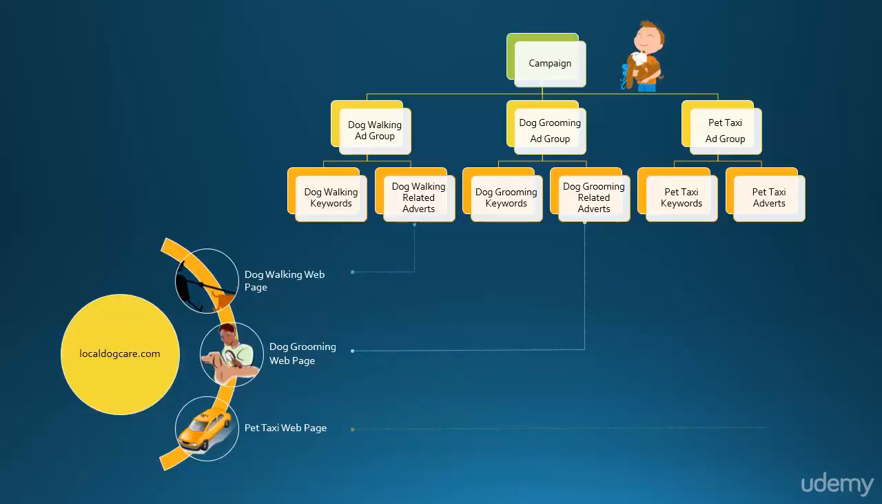Finally, we're going to want to make sure that these adverts within the particular ad groups direct traffic to the right page on the website. So in this case, when someone's looking for dog walking services, they're using dog walking keywords and they're viewing dog walking adverts, they're going to want to get sent to the dog walking page on the site. And the same goes for dog grooming. We only want to show dog grooming adverts to people who are looking for dog grooming, and the landing page they should be sent to is the dog grooming page.